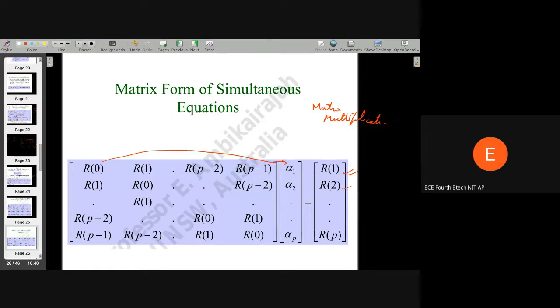So this simple matrix multiplication, you can put this in a matrix form. So this is a standard equation. You must remember AX equal to B. So what will be X? X equal to A inverse B, if the inverse exists. So we can also solve this.